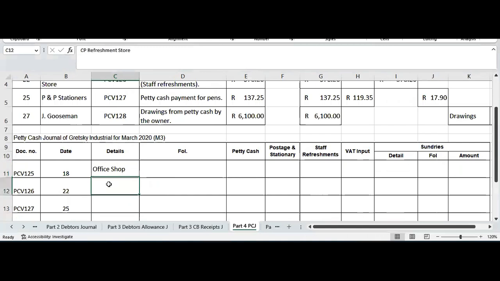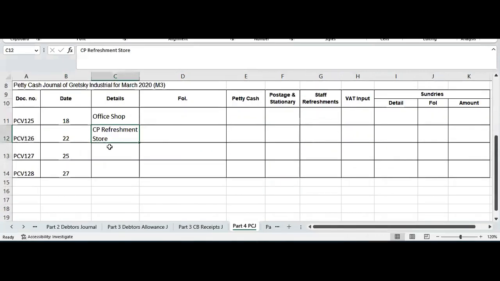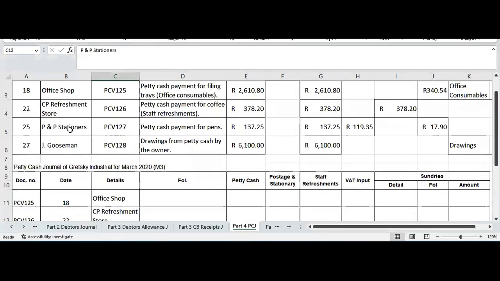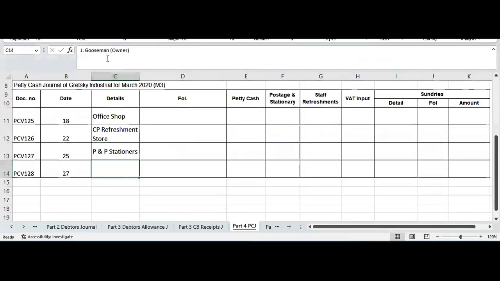In this case, it was CP Refreshment Store. Exactly really what we have there. There's P&P Stationers, and there is J. Guzman. Only thing I've done different here is I actually said to you that J. Guzman is the owner, so that when you have a look at the journal, you will not be confused.